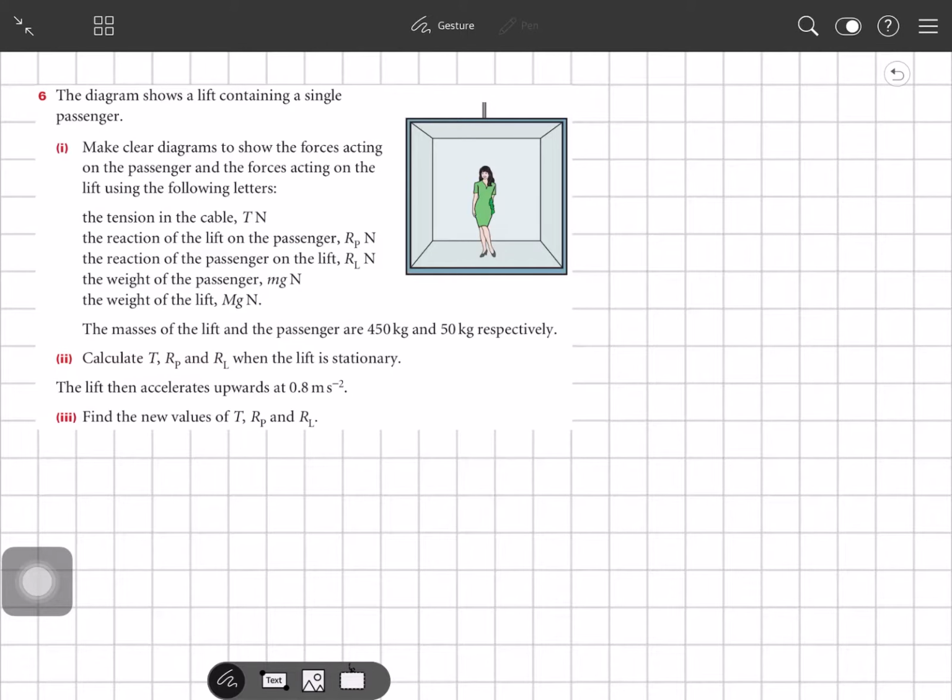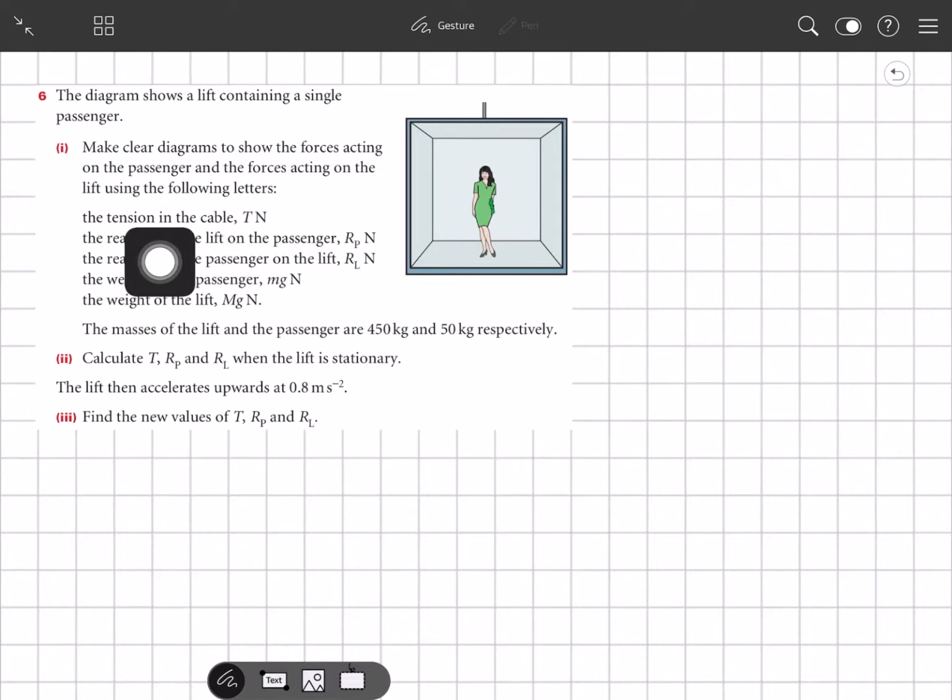Now let's see an example for our better understanding. Let's read the question. The diagram shows a lift containing a single passenger. For question number 1, make a clear diagram to show the forces acting on the passenger and the forces acting on the lift using the following letters.